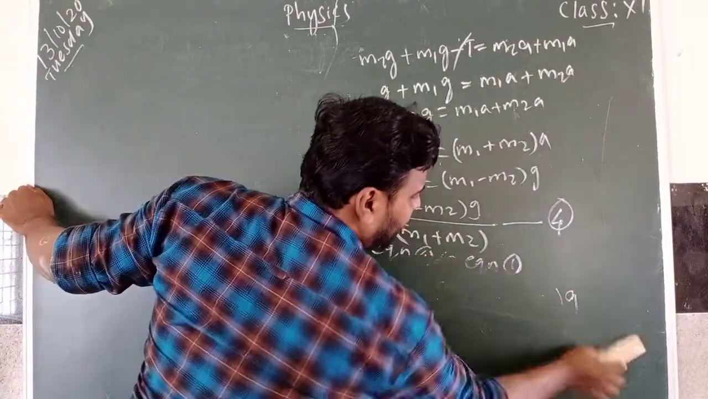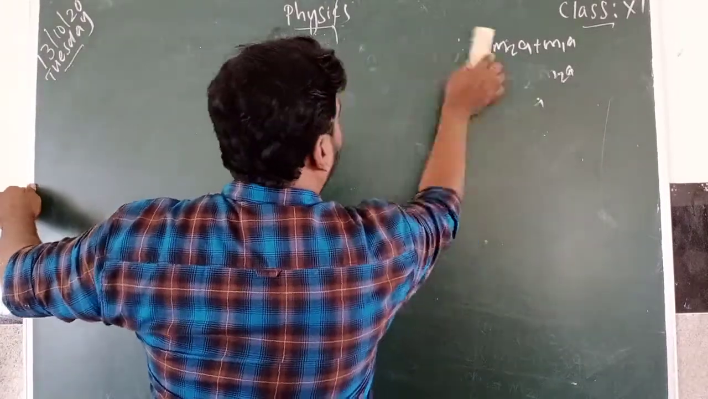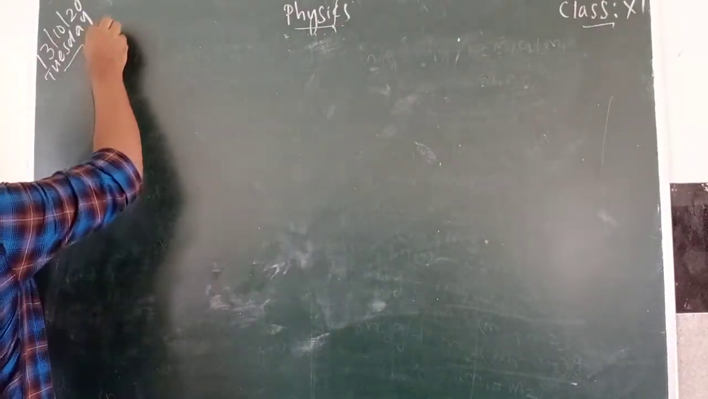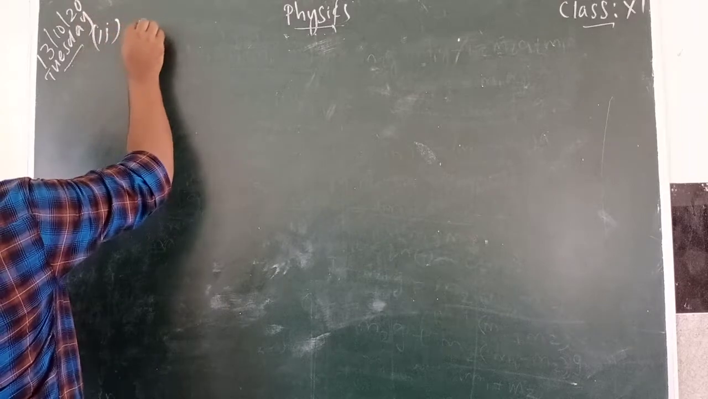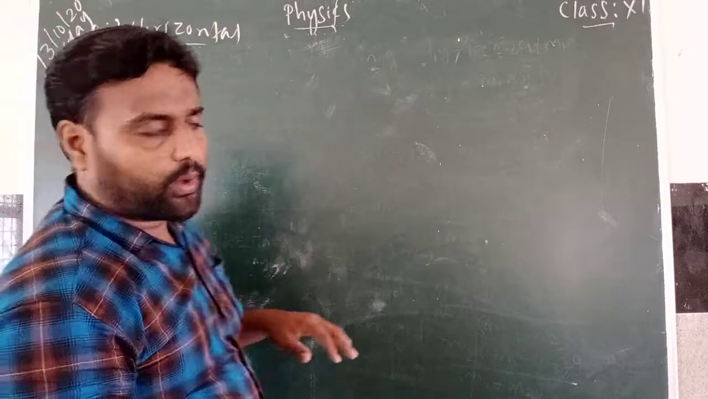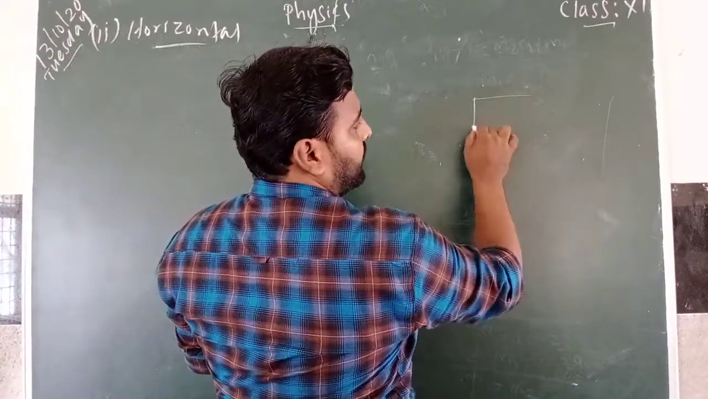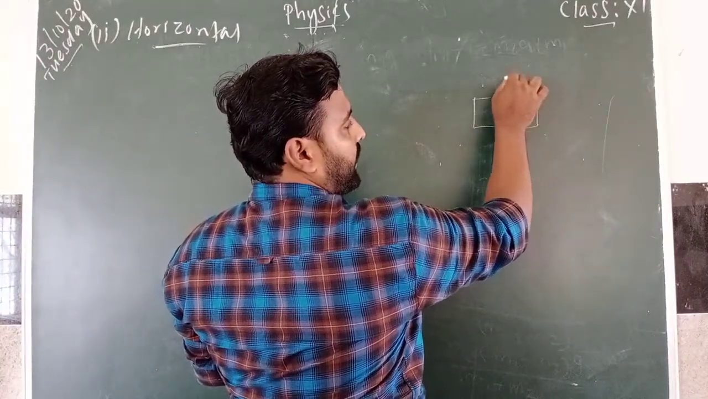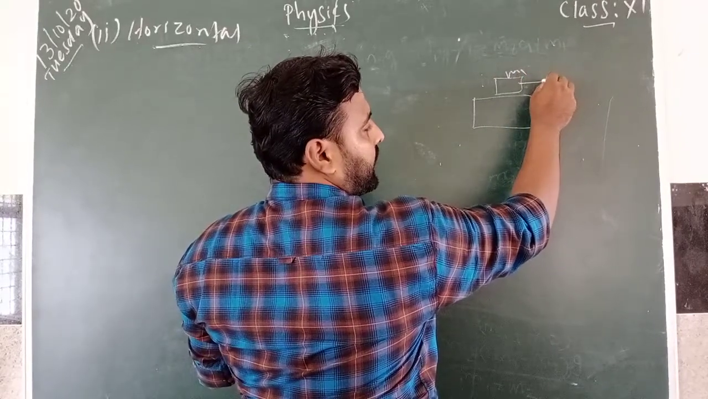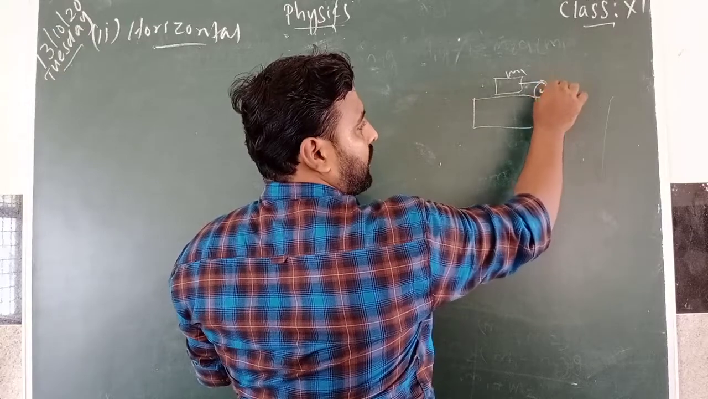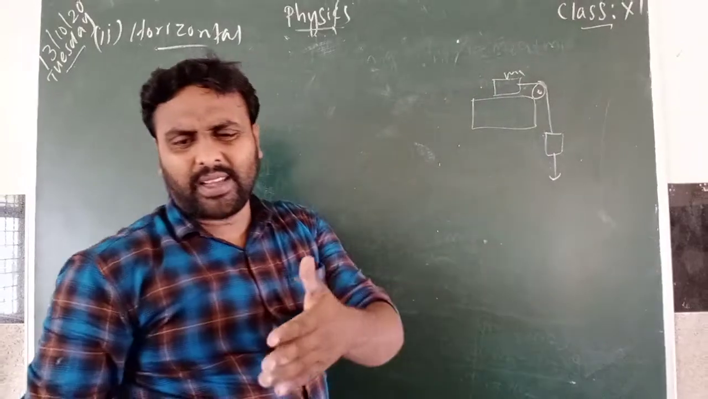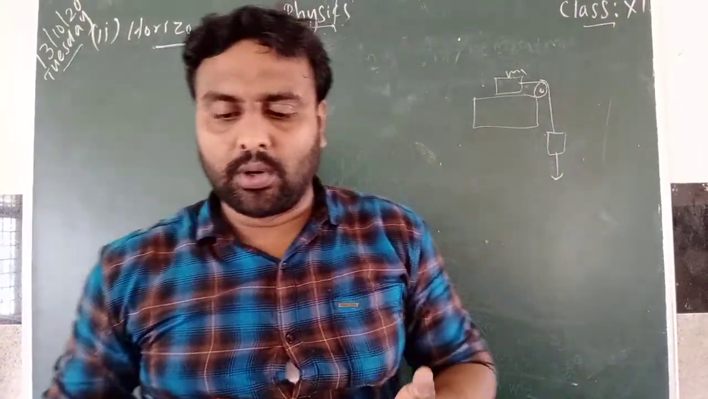Same derivation. How can we find it out in the horizontal direction? Case 2, horizontal direction. For that, assume a table like this. On the table we keep a mass M1 and tie it with an inextensible string. Here is one pulley, and here is another mass. You can see this diagram on page number 127.